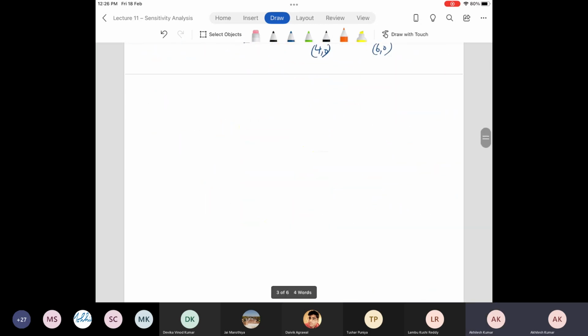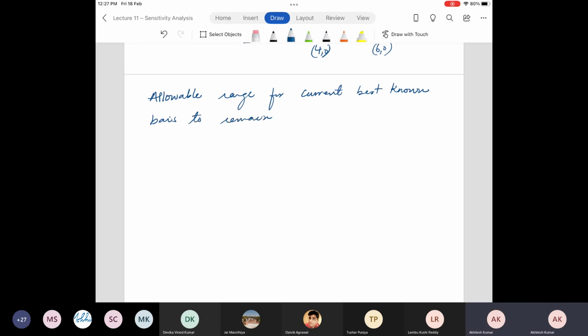But as I was talking about allowable range, I want to understand the allowable range for the current best known basis to remain feasible. What should that allowable range be? Even if I increase until that point, my basis does not change, its value might change. How can we find that?